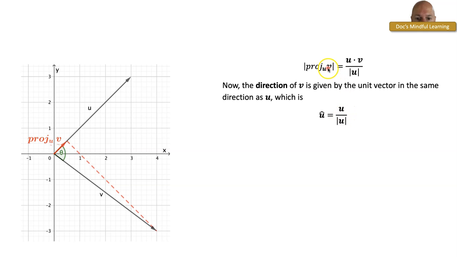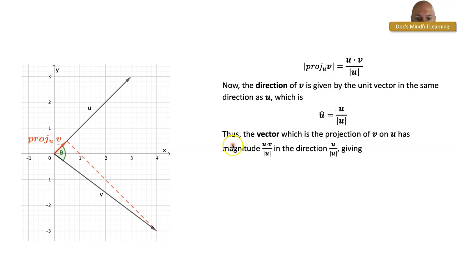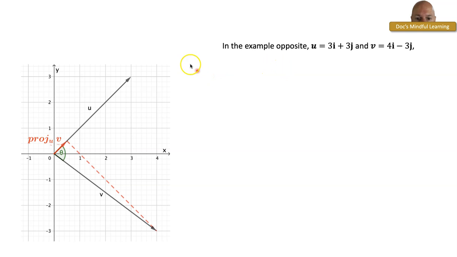So if we come back to our expression up here for the magnitude of the projected vector, then we add in the direction. It has a magnitude u dot v on the magnitude of u, and it's in the direction of vector u divided by the magnitude of u. So what we've got is that in vector form, the projection of v onto u is u dot v on the magnitude of u squared, times u.